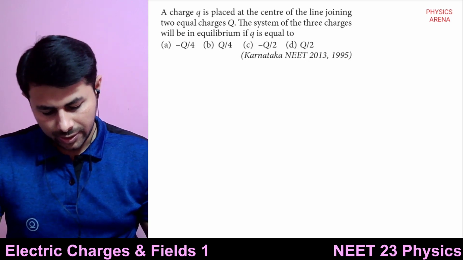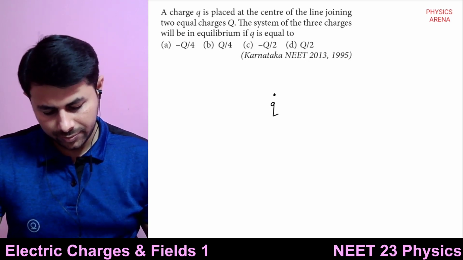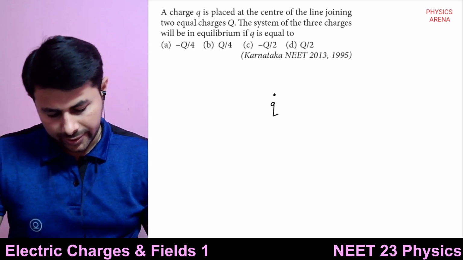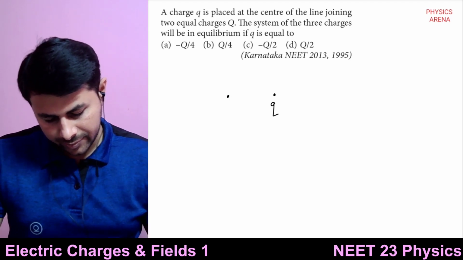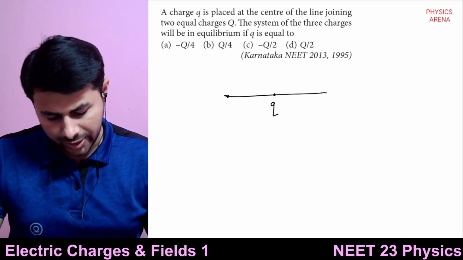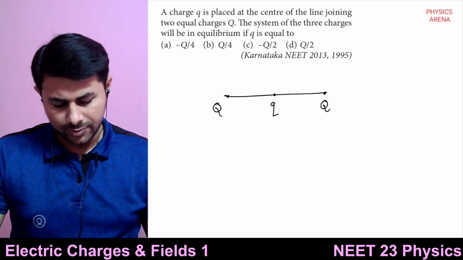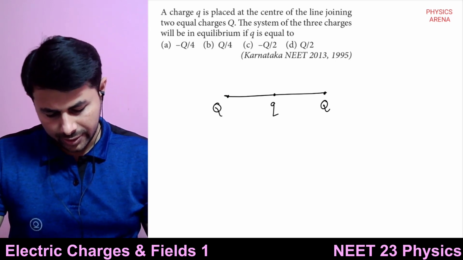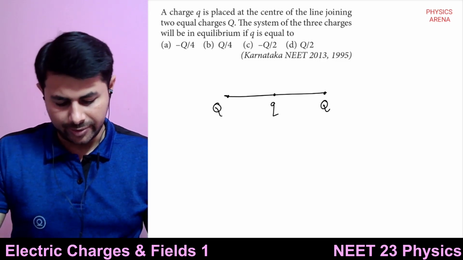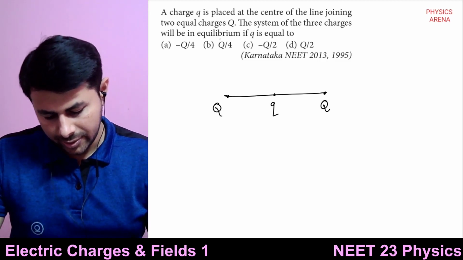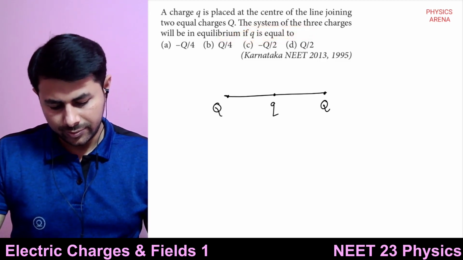So charge small q is there and it is placed at the center of the line joining two charges Q and Q. Okay. So then the system will be in equilibrium if q is equal.